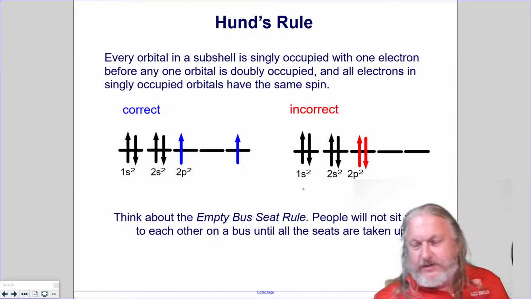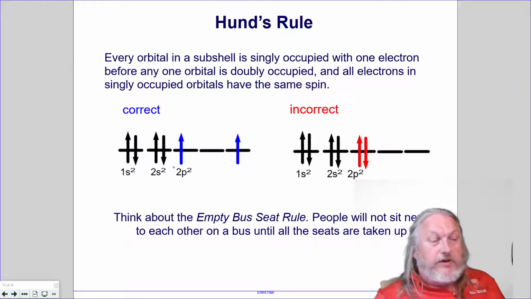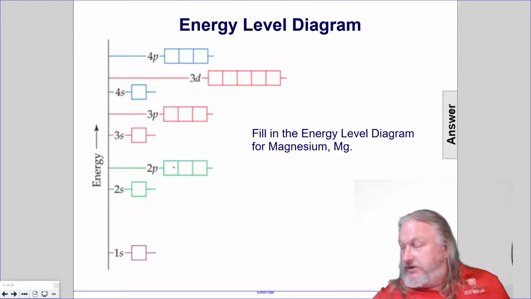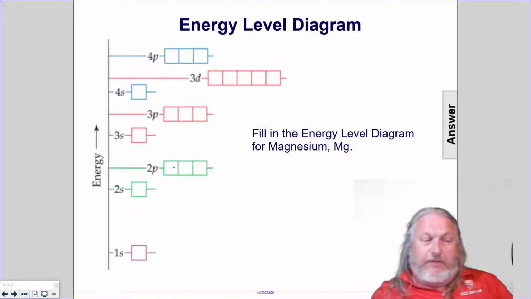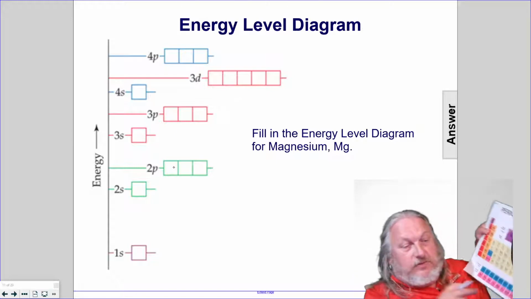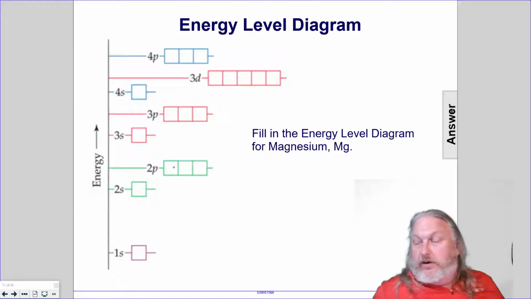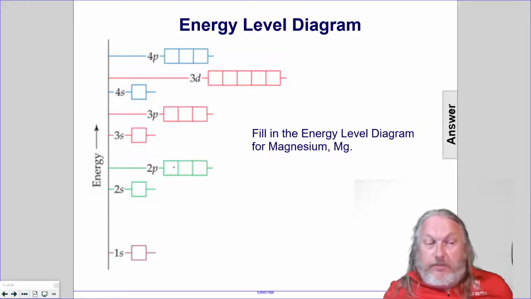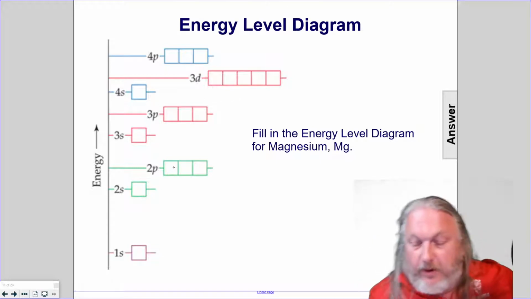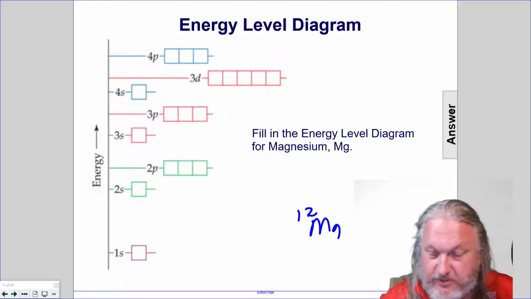The same thing with electrons. If there's an empty seat at the same energy level, it's going to go into that particular spot. So let's say we're going to fill, and I'll do a sample of this, the energy level diagram for magnesium. I've got my trusty periodic table, and I see that magnesium has an atomic number of 12. We'll work in class on how to find the atomic number. So magnesium has an atomic number of 12. That means there are 12 protons and 12 electrons.